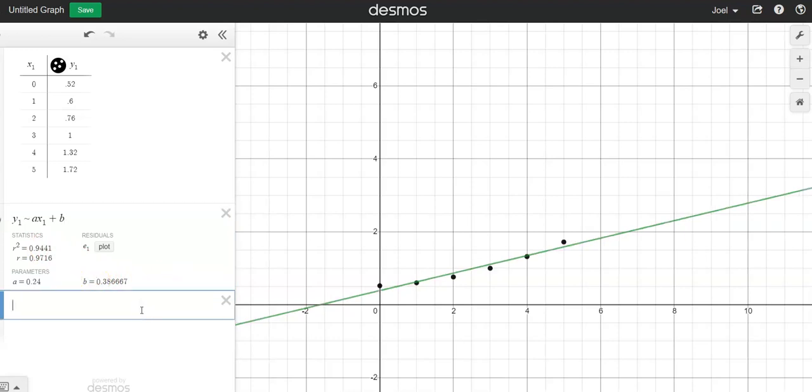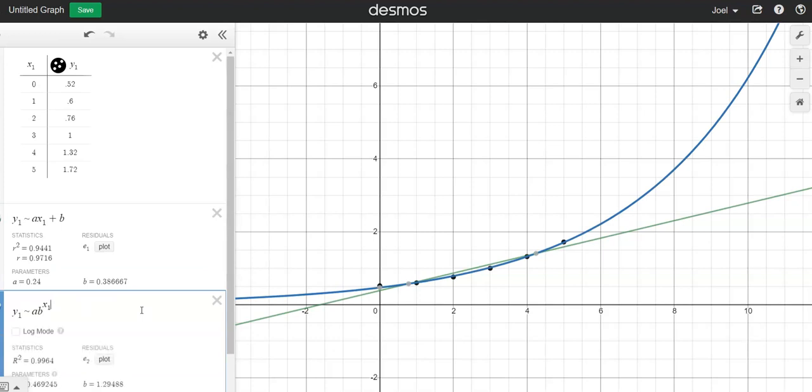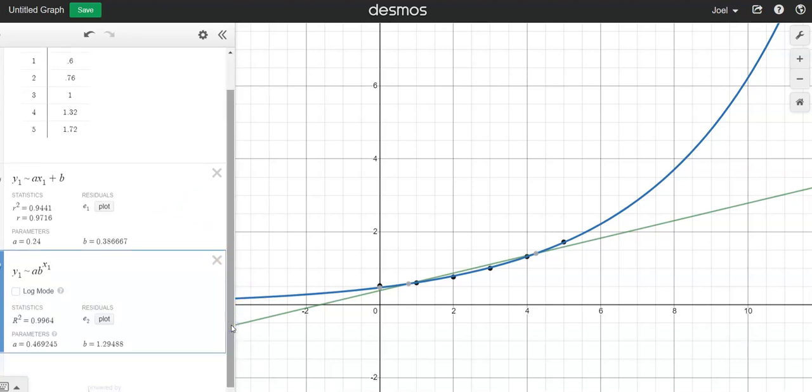Okay, if I wanted an exponential, I would do y1, little tilde, a, b raised to the x1. And now I can see, here's my exponential. And again, it gives me the same values that I got a minute ago.